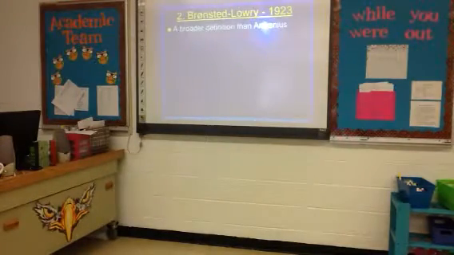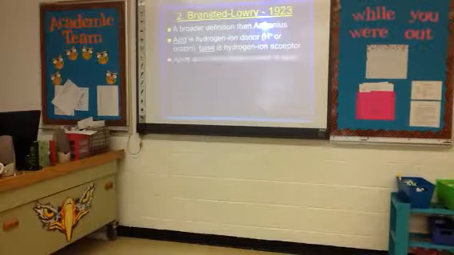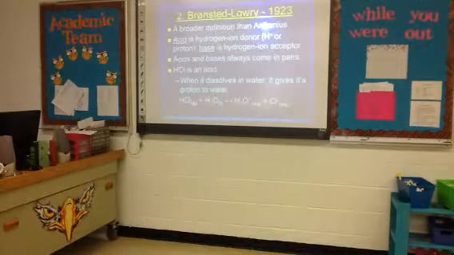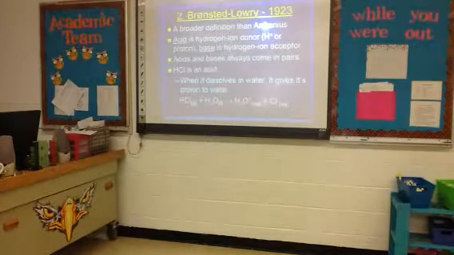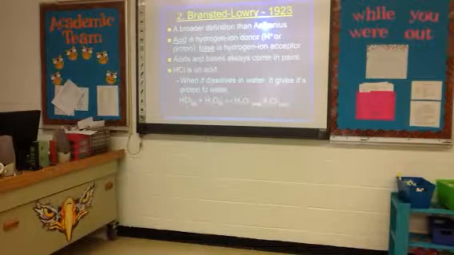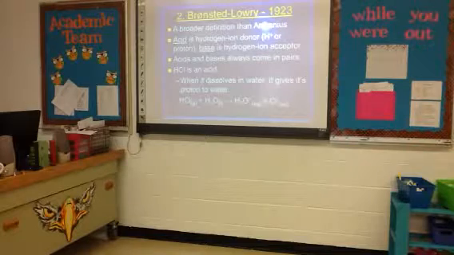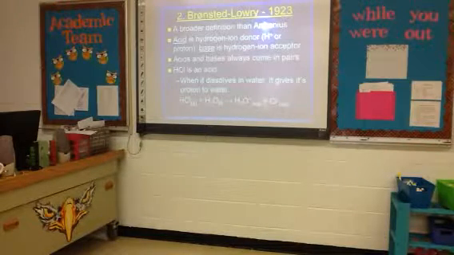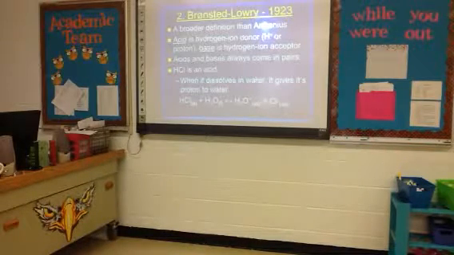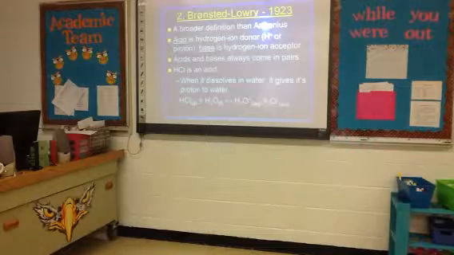Okay, I'm going to jump past this because I think it's pretty obvious. So the next theory is Bronsted-Lowry. Those were 2 scientists working together, Bronsted and Lowry. And it is a broader definition than Arrhenius. So it includes more compounds as acids and more compounds as bases. And the Bronsted-Lowry theory says that an acid is anything that donates a hydrogen ion.